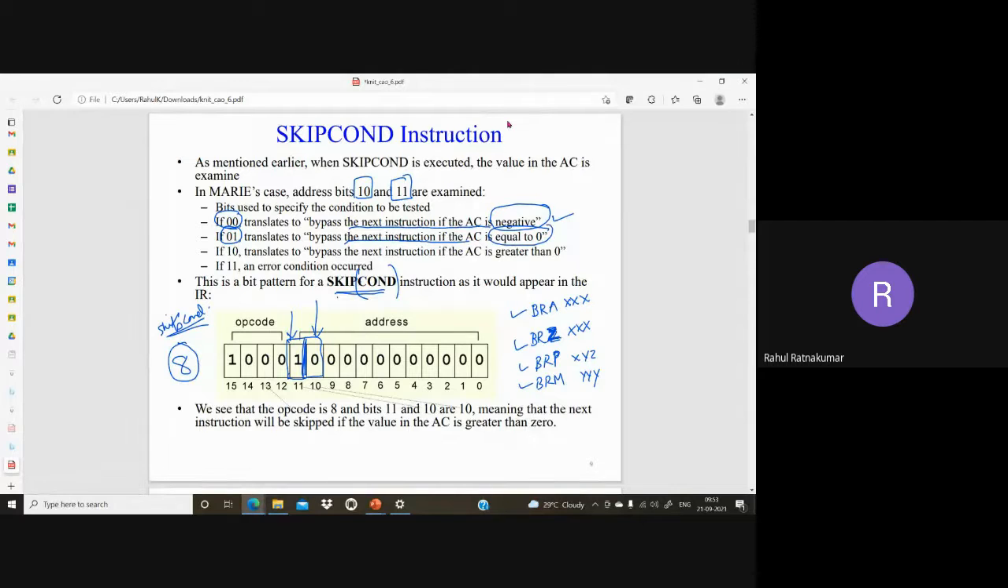So whenever 0, 1 is in the 11th and 10th bits, the control unit of the MARIE computer will check the accumulator. If it is equal to 0, it jumps over the next instruction, bypassing it, skipping it. Now, if the 11th and 10th bits are 1 and 0, again it checks the accumulator. If it is greater than 0, what happens? Again, skip the next instruction.